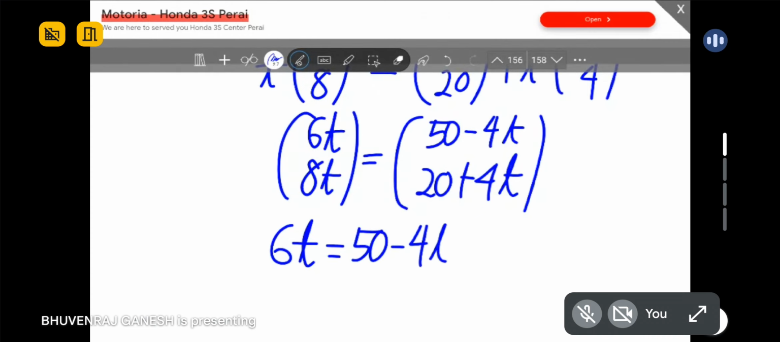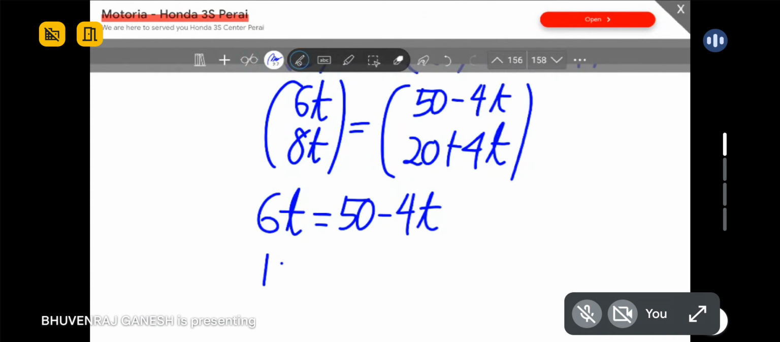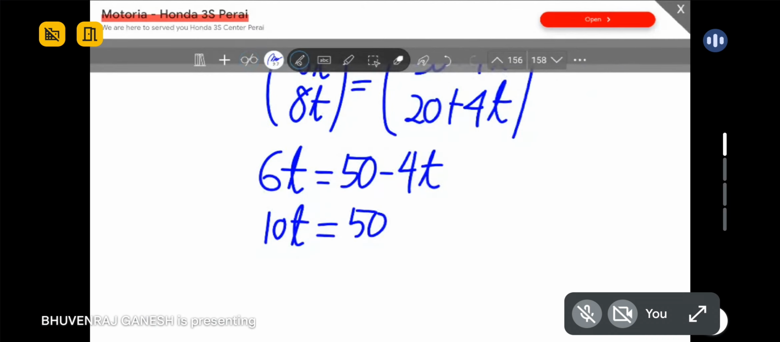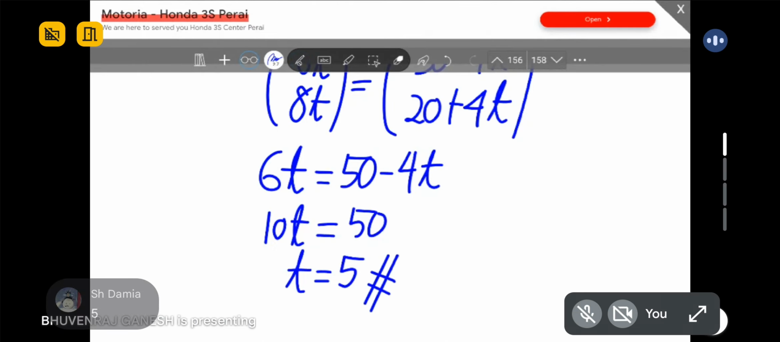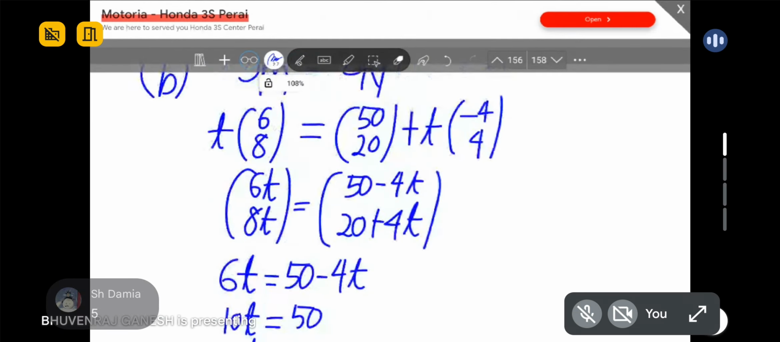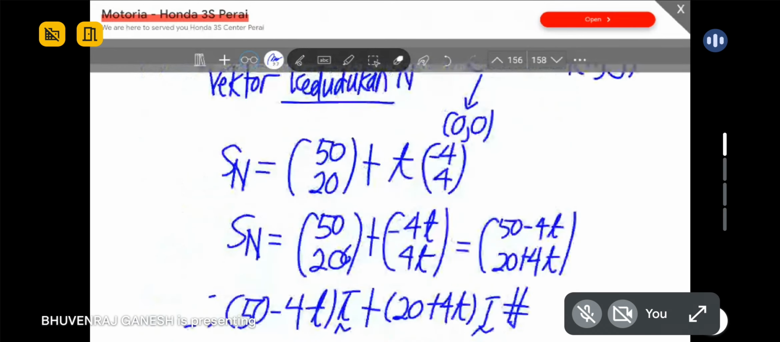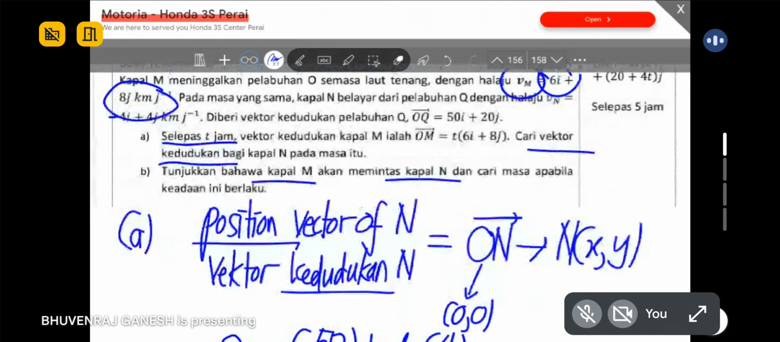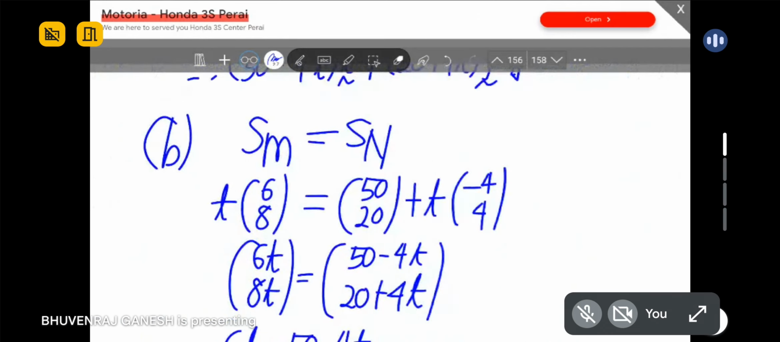You must be hardworking to solve the question now, guys. Okay, so you will get 10t is 50. So your t value berapa, guys? You will get 5, right? 5. T is equal to 5. So this is the time they will actually cut each other. Okay, means they cross each other lah, these two ships. Okay, dia akan pintas. Okay, so this is actually the answer.